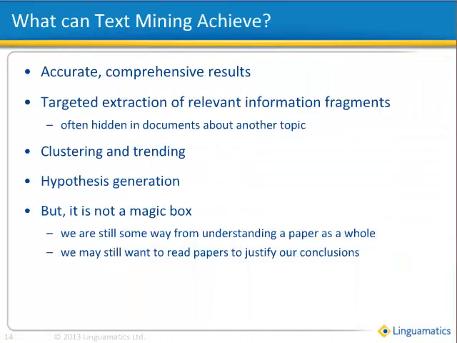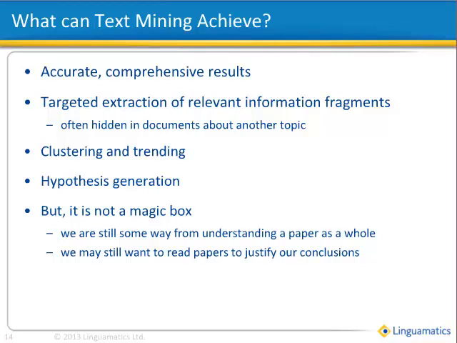So text mining has been around for quite a few years, and it can provide accurate, comprehensive results. You can get targeted extraction of relevant information, which is often hidden in documents which might be about a different topic. So that's rather different from things like summaries or abstracts of documents, which tell you what a document's about. Often the thing that text mining will find is some occurrence somewhere in the document which wasn't necessarily central to it. So if we're interested in side effects of drugs, you might have a mention of a side effect of a drug in a document which was about a different drug.